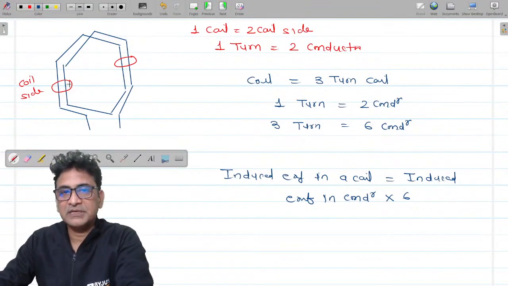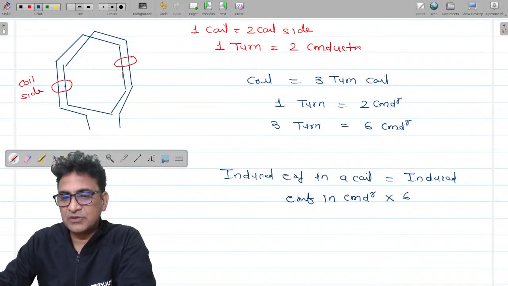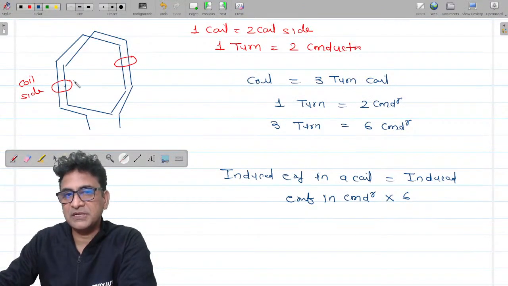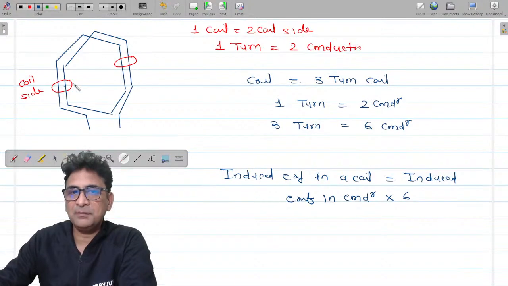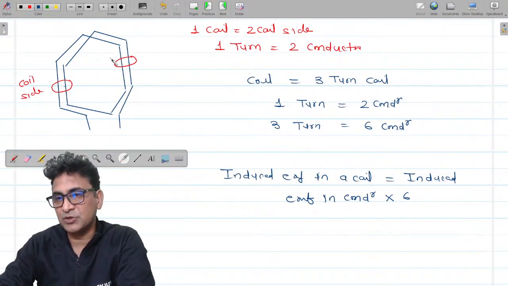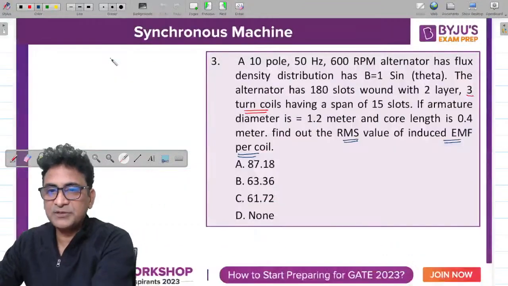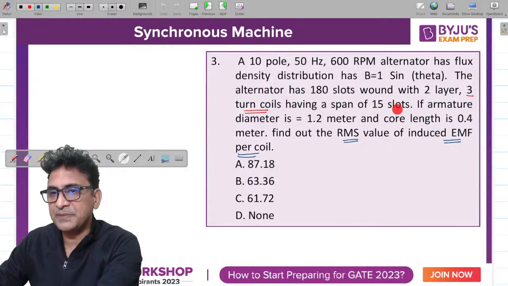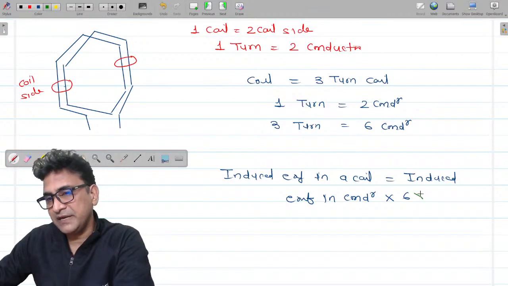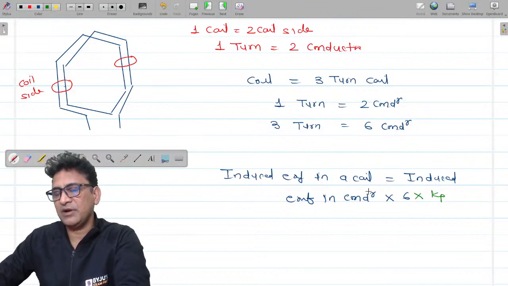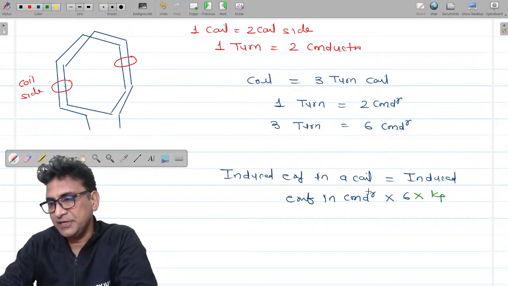What is full pitch? The distance between the 2 coil sides is called the coil pitch. If the coil pitch is equal to the pole pitch, it is a full pitch winding. But if the coil pitch is less than the pole pitch, then it is called a short pitch winding. And if we use a short pitch winding, the induced EMF is reduced by the pitch factor. Here we are using a short pitch winding because the coil span has only 15 slots, which is less than the pole pitch. So I have to multiply by the pitch factor.